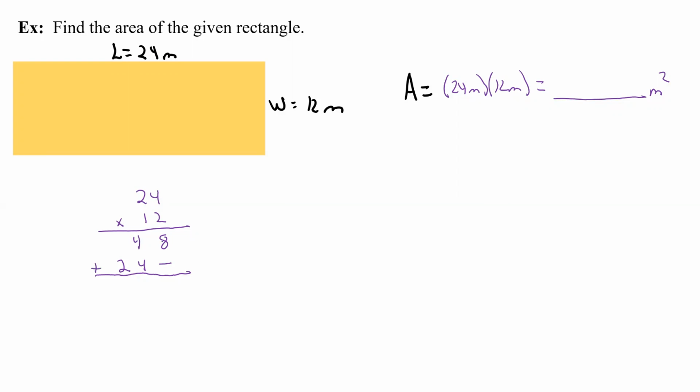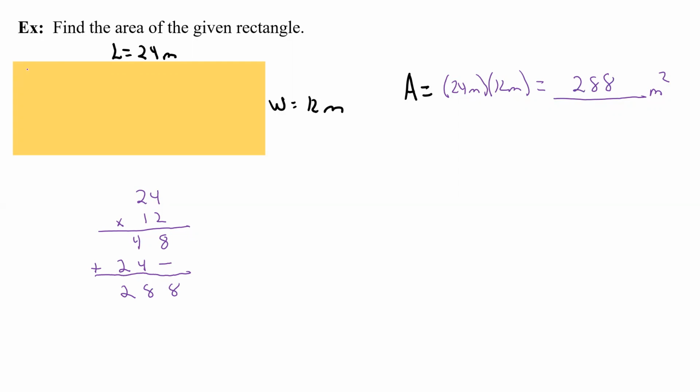And now we're going to add. So 8 and nothing is 8. 4 plus 4 is 8. 2 is 2. And so we get 288 meters squared for the area of this rectangle.